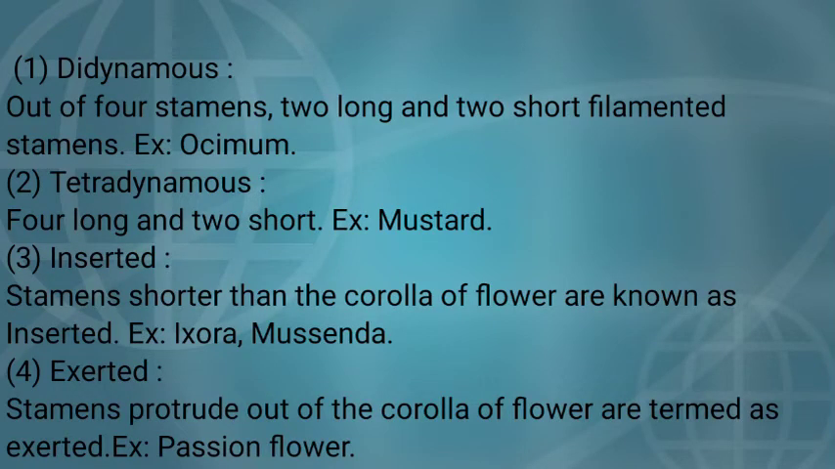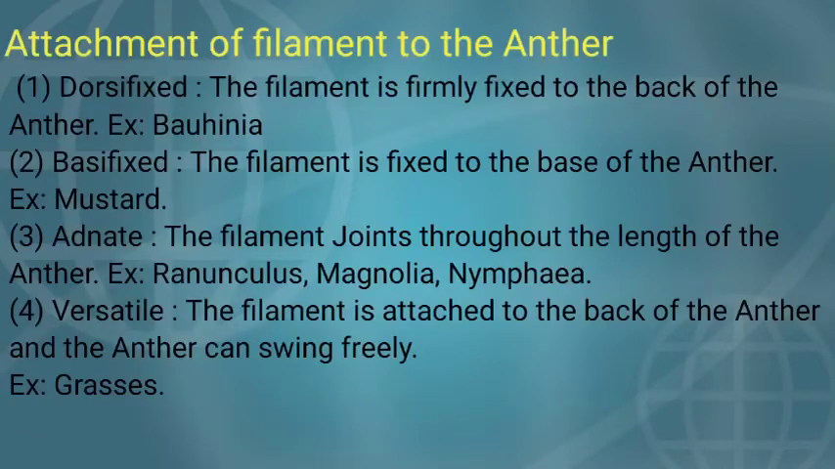Third one, inserted condition. In this condition, stamens are shorter than the corolla of flower. Example, Ixora. Fourth one, exerted condition. In this condition, stamens protrude out of the corolla of flower and are termed as exerted condition. Example, passion flower. The next aspect of classification of stamens is based on attachment of filament to the anther. Here, stamens are of 4 different types: dorsifixed stamens, basifixed stamens, adnate stamens, versatile stamens.